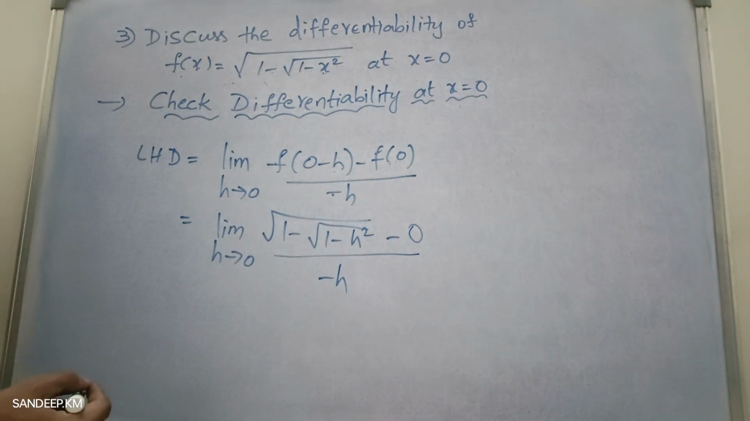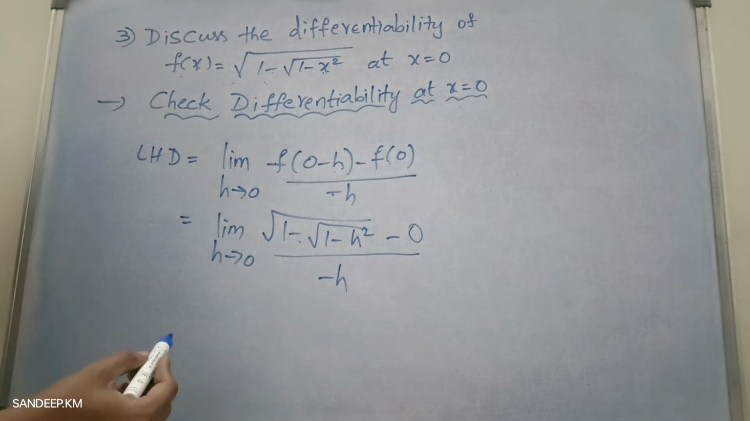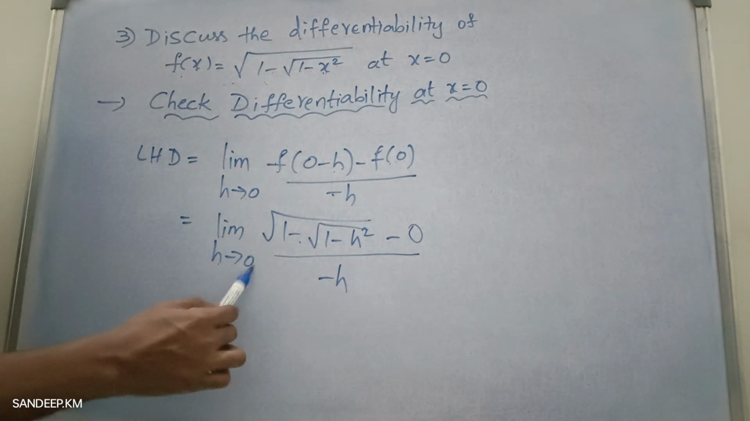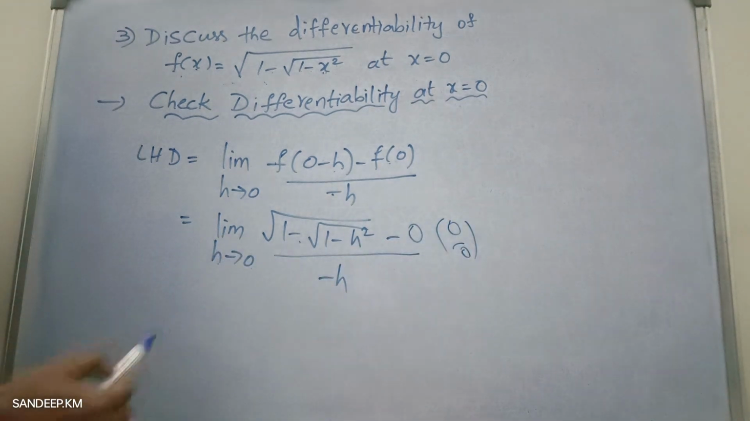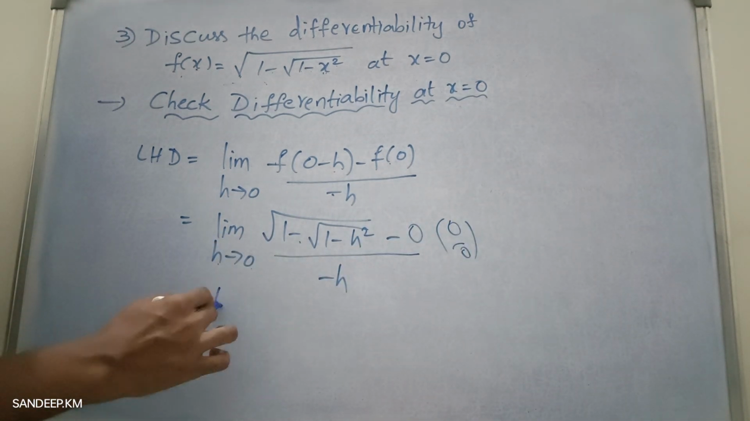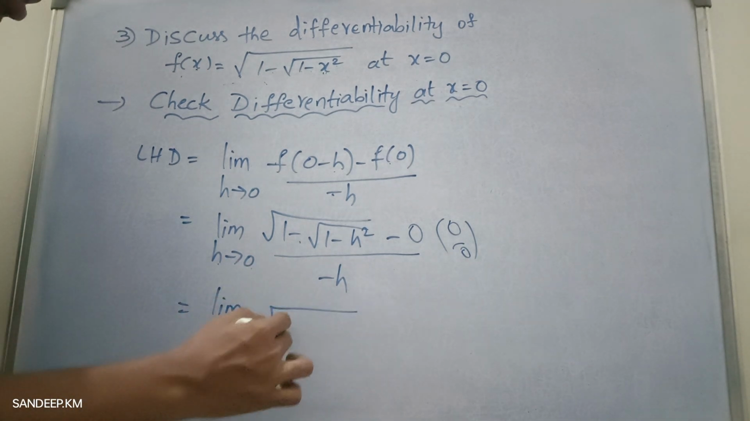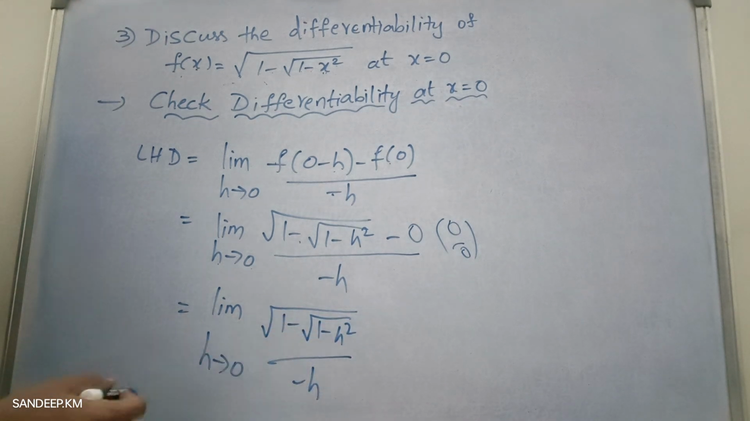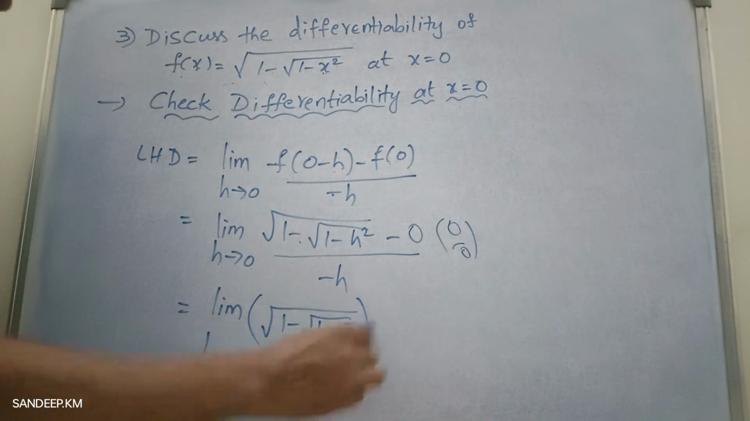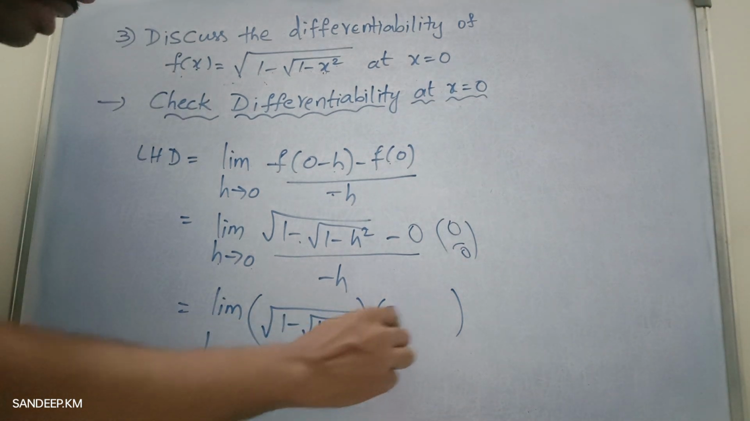In the limits chapter, we have already learned how to simplify these kinds of limits using the rationalization method. Because if I directly substitute h as 0, I am getting 0 by 0 form. So let me rationalize the numerator with its rationalizing factor. So what is it? Limit h approaches 0. The numerator is under root 1 minus root over 1 minus h square, and the denominator is minus h. I am rationalizing the numerator by multiplying with its rationalizing factor. What is the rationalizing factor of it?